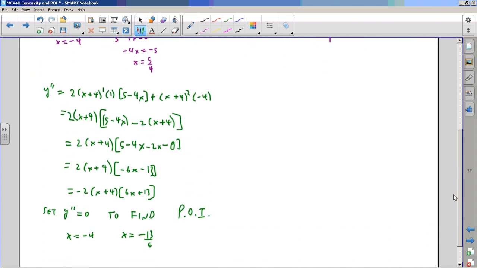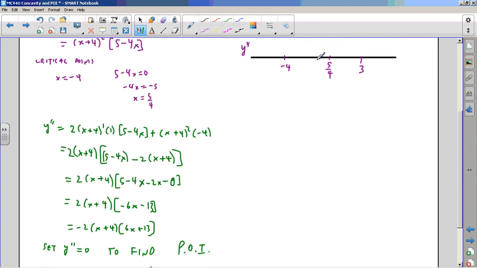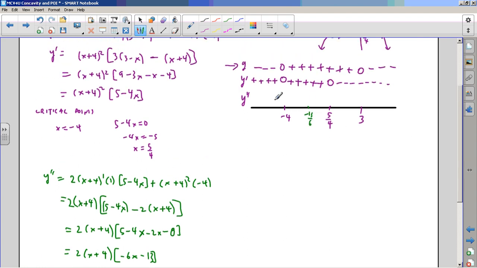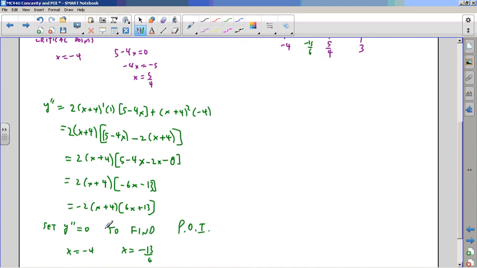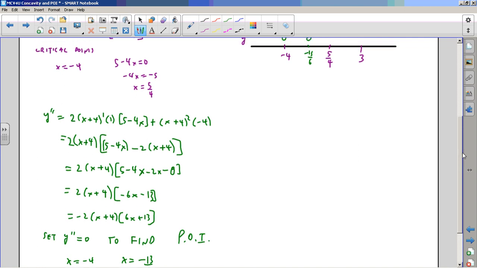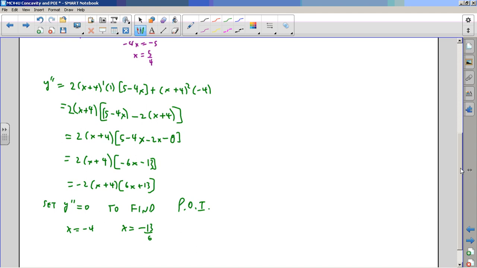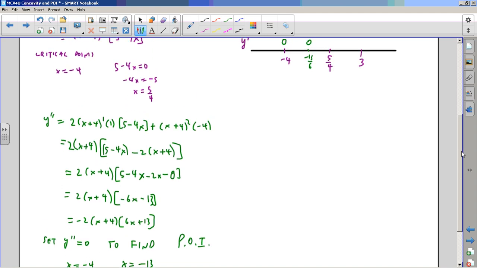All right, well, let's put those points on our number line. Negative 13 over 6. I had a 0 there and a 0 there. And let's talk about the sign of the second derivative, so we can talk about concavity. Notice that when it's these values out here, less than negative 4, I get a negative times a negative times a negative times a negative, which is going to be a negative.